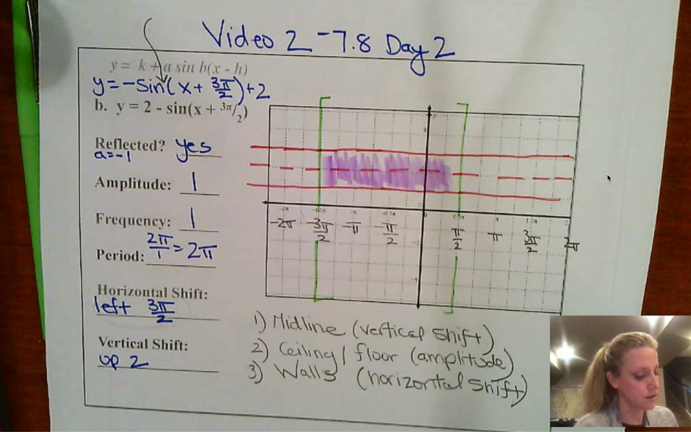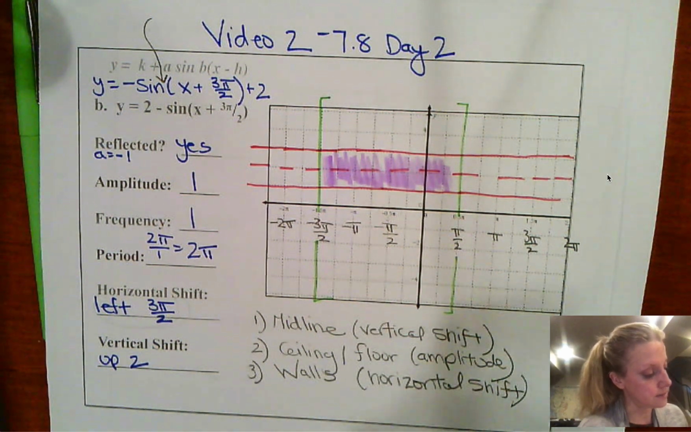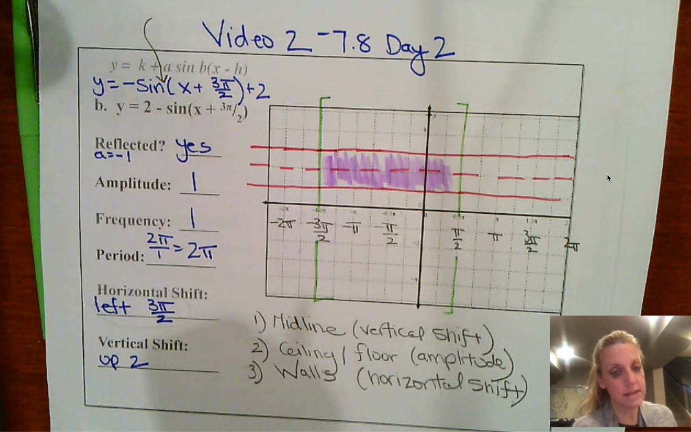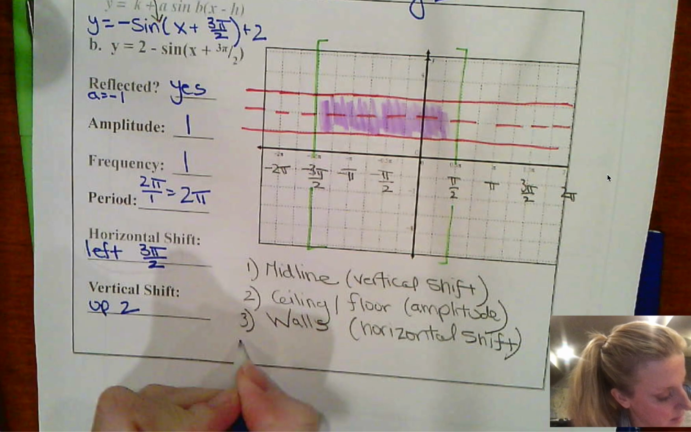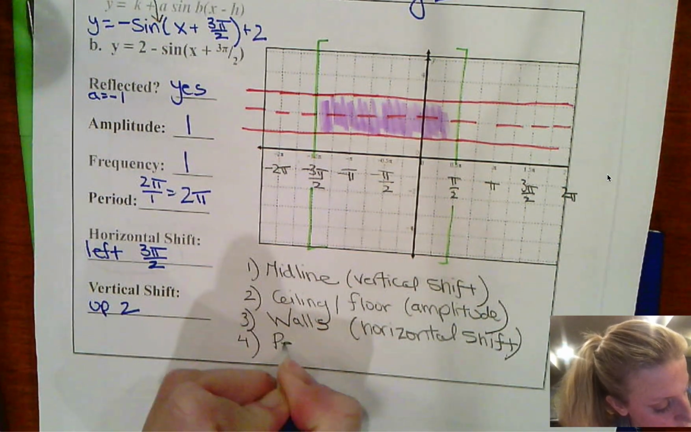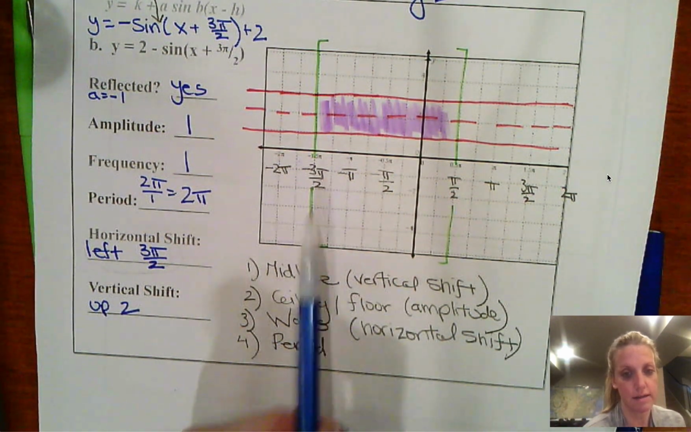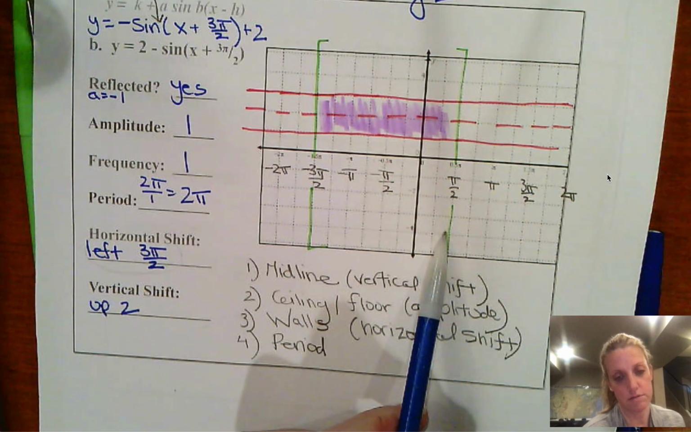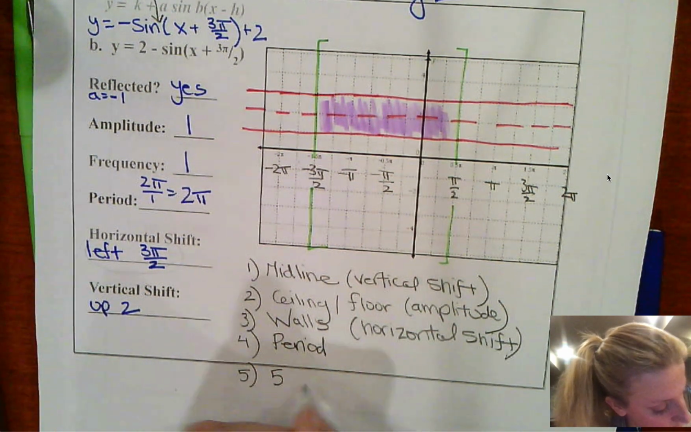Okay, so I look here. Color do I want to use? Here's where I have to really think about, okay, so I did the walls. So the walls would kind of then be the horizontal shift along with the period, because the horizontal shift gets you the wall on the left, and then the period gets you the wall on the right. And then the last step is to do your 5 points.